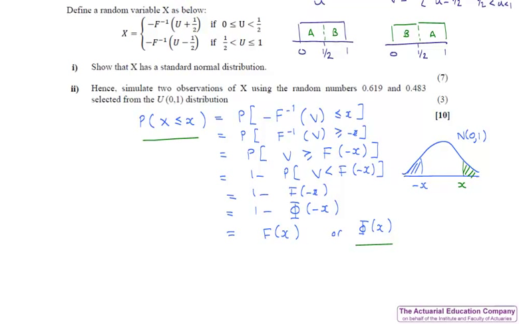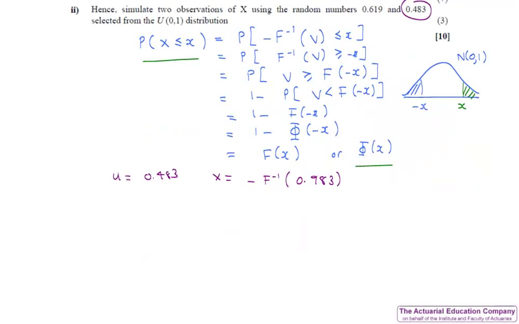Part 2 of the question requires us to simulate two observations. Well, it's slightly easier to do the second one first. Using that U is equal to 0.483, we will have that X is equal to minus F inverse of 0.983, because we've added a half. Well, how do we do this? Remember, F is the CDF of a standard normal distribution. Since we're working out the inverse of the CDF, we want to find the value, which I'll call y, which has a CDF of 0.983.